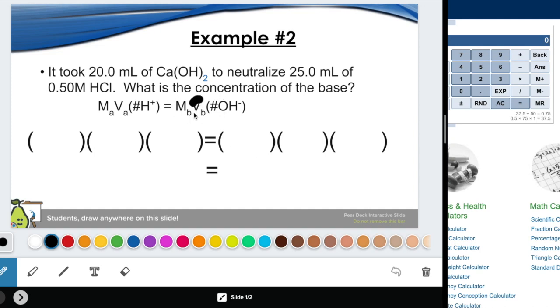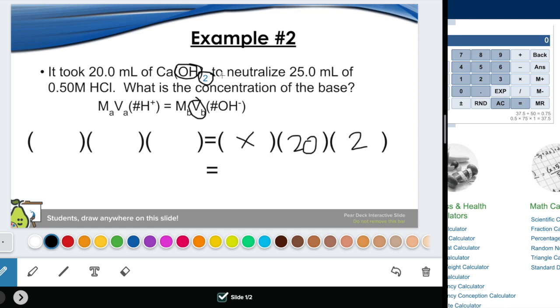So we have our V here. So we're going to plug in our 20 milliliters here. And then it's asking for the concentration of our base. Whenever we have a base, we're always looking for OH. So I'm going to put my X here. And then we have our number of OH. If you look at calcium hydroxide, they have a 2 down here. So this is going to be a 2 here. We're going to have 2 hydroxides.